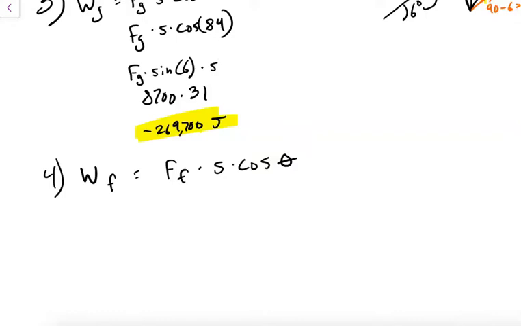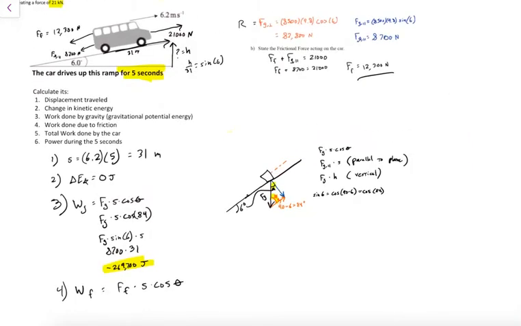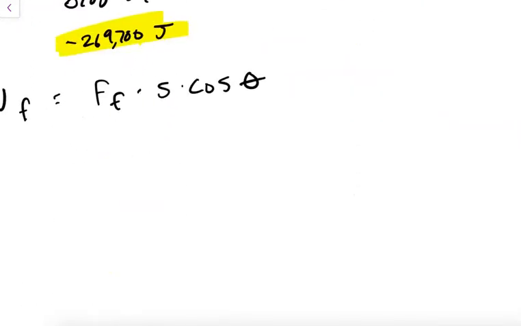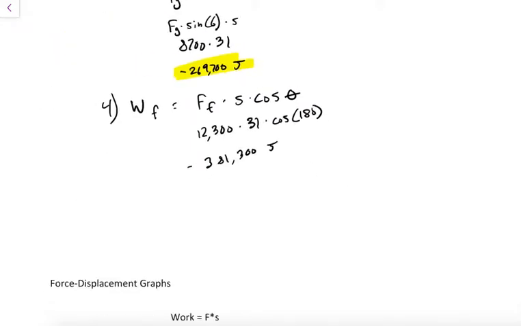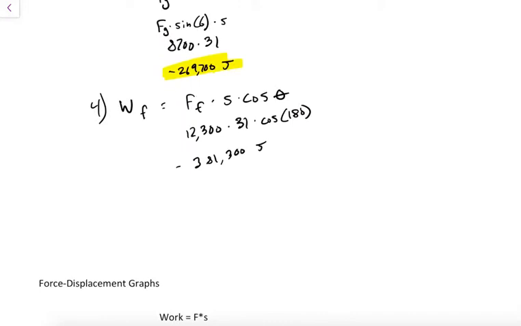So force due to friction, we calculated it, 12,300 times 31 times cosine of 180. This gives us negative 12,300 times 31, which is negative 381,300 joules. All right, we're not done yet. I know this is a long problem, but trust me, there's a purpose to this, so stay with me.